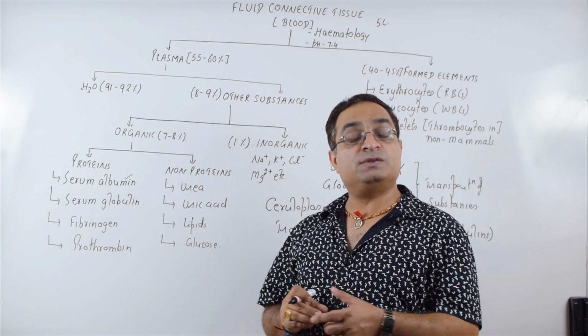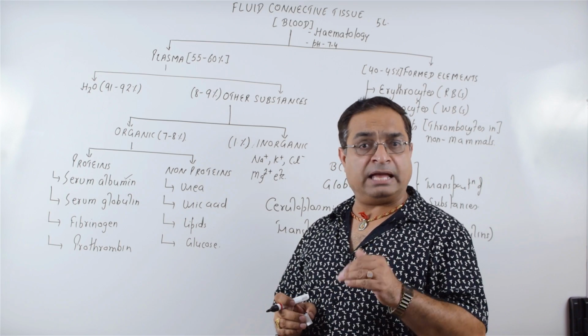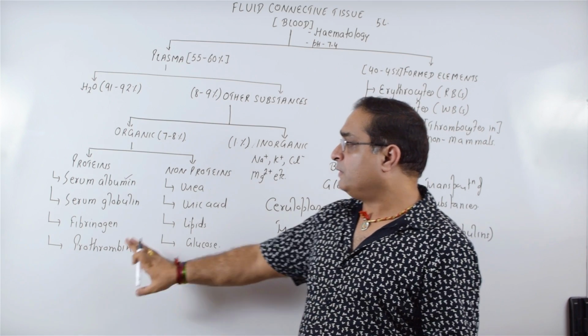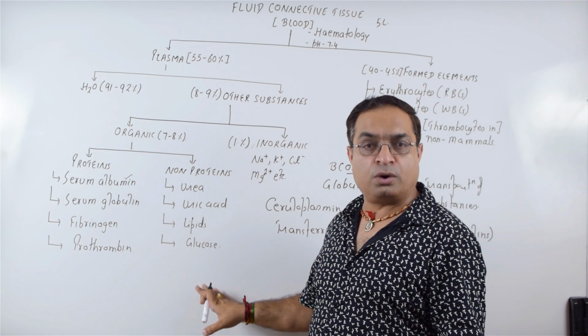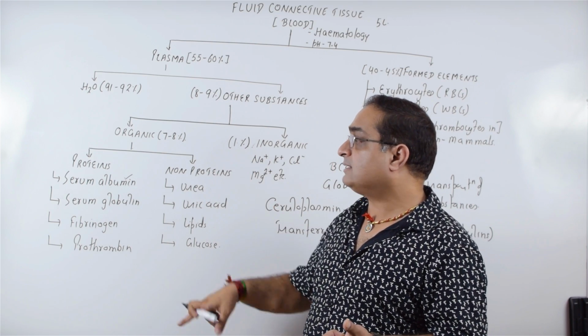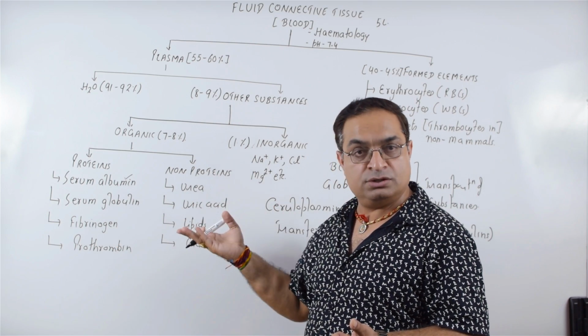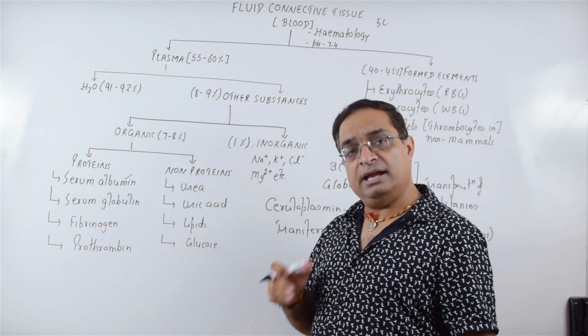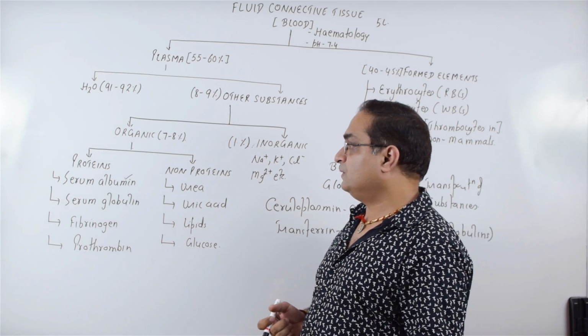In our coming lectures, we will discuss in detail the mechanism of blood clotting. In a nutshell, the simple mechanism is what? First, the prothrombin is converted into thrombin in the presence of prothrombin activator. Then that thrombin acts as an enzyme and converts fibrinogen into fibrin. Fibrin forms the blood clot. We'll discuss this mechanism in detail in the coming lectures.